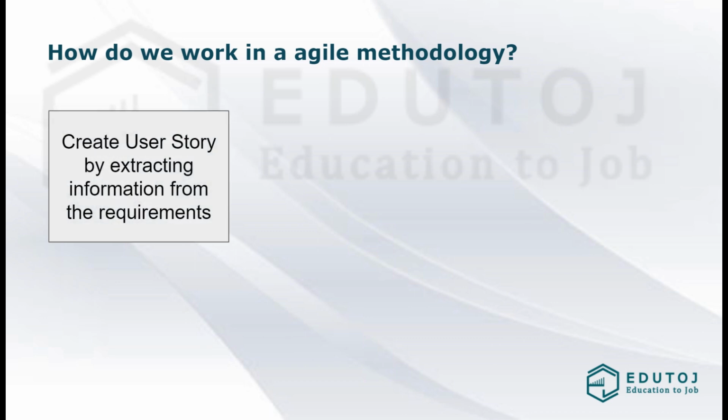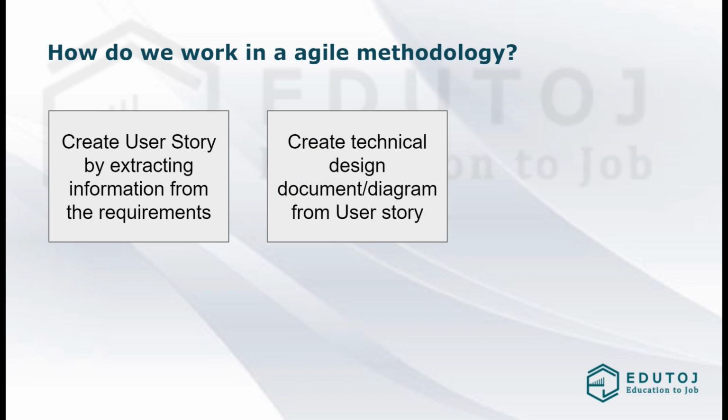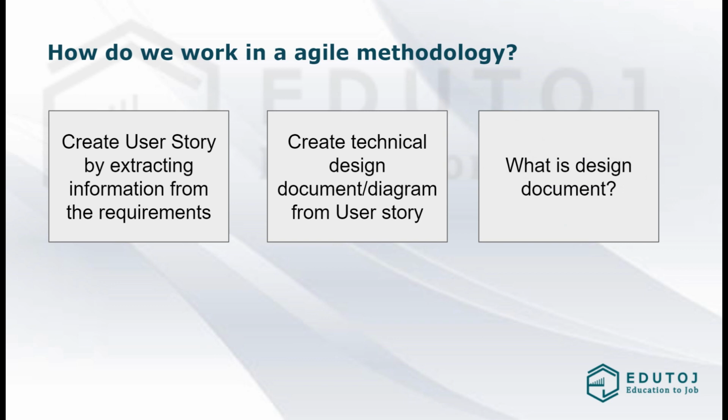So we are going to create a user story by extracting information from the requirements. We'll understand the requirements of the project and then create a user story by extracting information from them. Next, we'll convert the user story information to a technical document or diagram. So what is a design document? A design document is a document where we discuss or think about the following things.